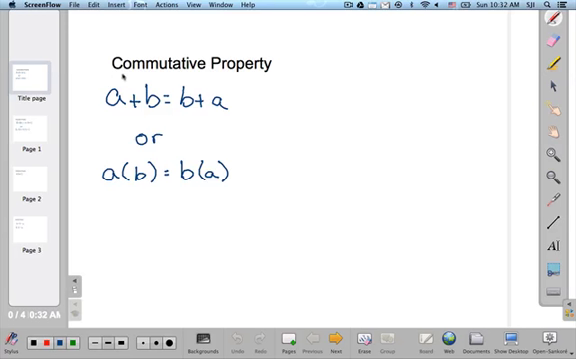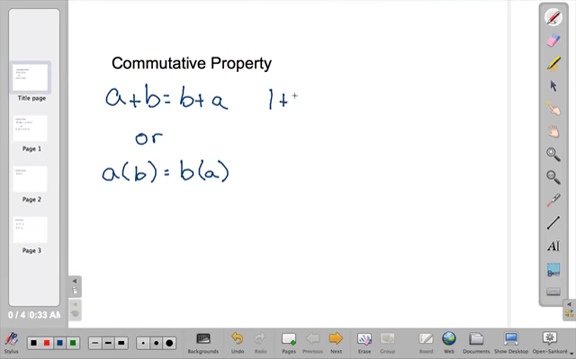So the first one we're going to go over is the commutative property, and it says that A plus B is the same as, or is equal to, B plus A. So basically what it's saying is it doesn't matter what order we put the numbers in, 1 plus 2 is the same as saying 2 plus 1. The commutative property also applies to multiplication, so A times B is the same as B times A, or I could say 2 times 3 is the same thing as 3 times 2.